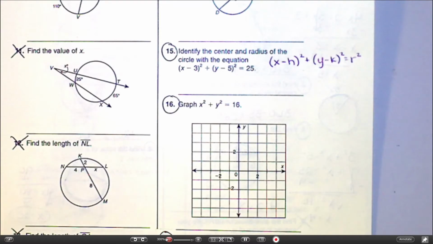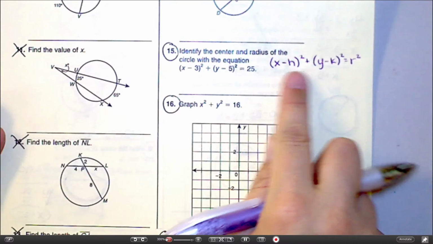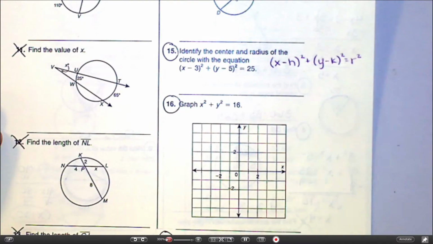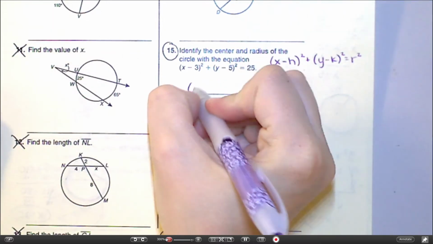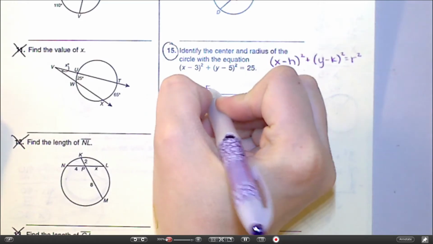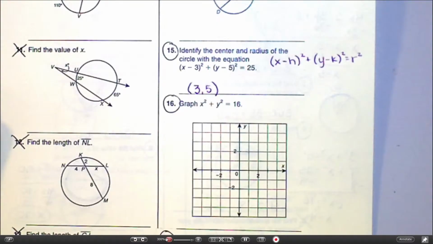Yeah. Okay. All right, so x minus h squared plus y minus k squared equals r squared. And I want to know the center. Which two numbers do I look at to find the center? Okay, so my center is going to be 3, 5. Ryan, what do you think I'm going to do to get the radius?